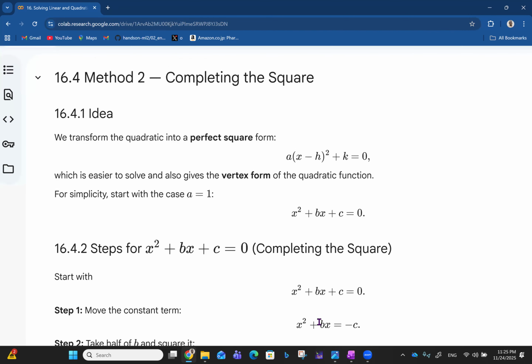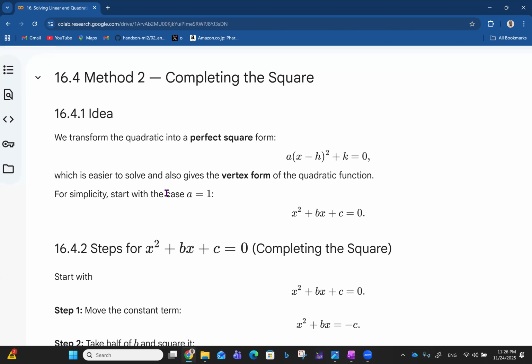To get the quadratic formula, we get it via the completing the square method. In a previous video, I went through the pain of deriving the completing the square method, but here again, we'll talk about it, right? So completing the square, the idea is we transform the quadratic into a perfect square form, which is like x minus h squared plus k equals 0, which is easier to solve and also gives the vertex form of the quadratic function.